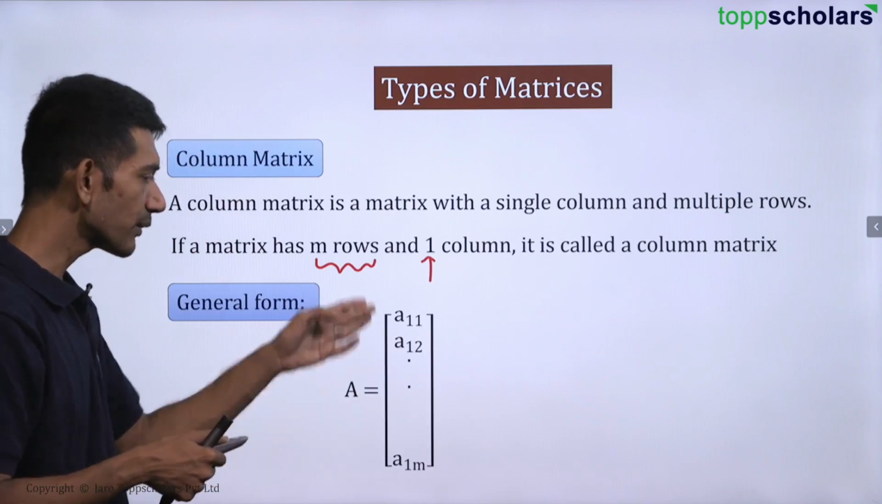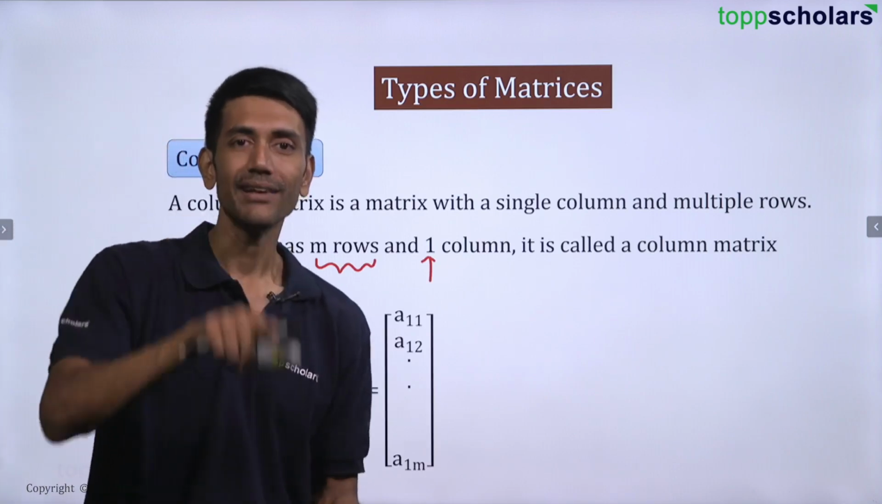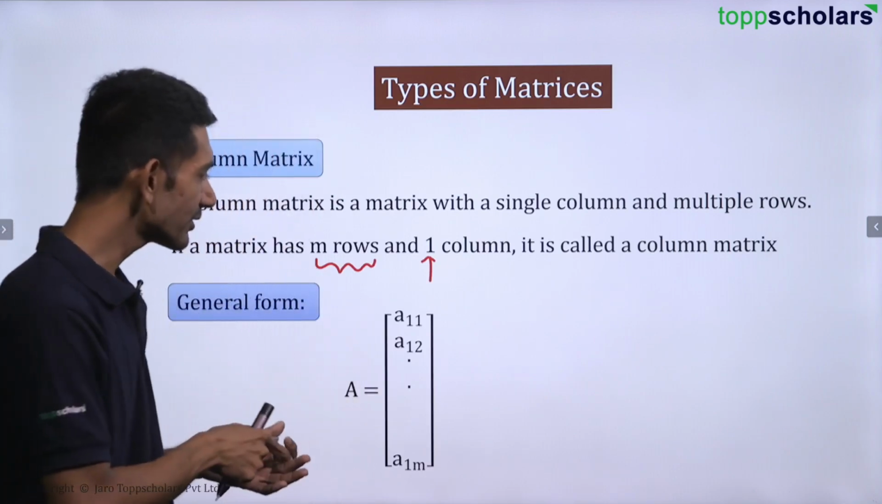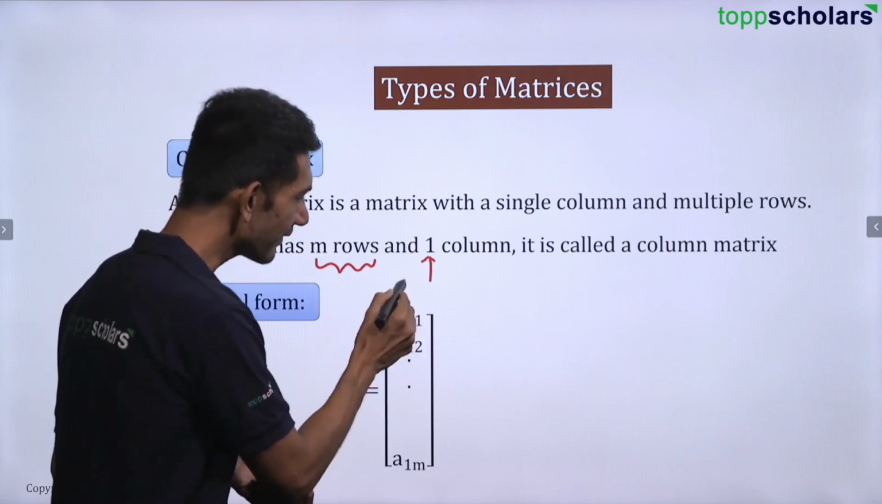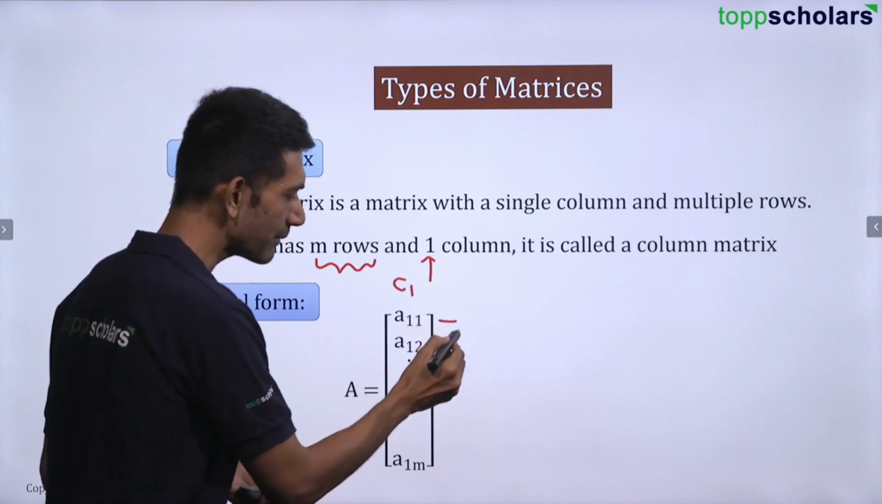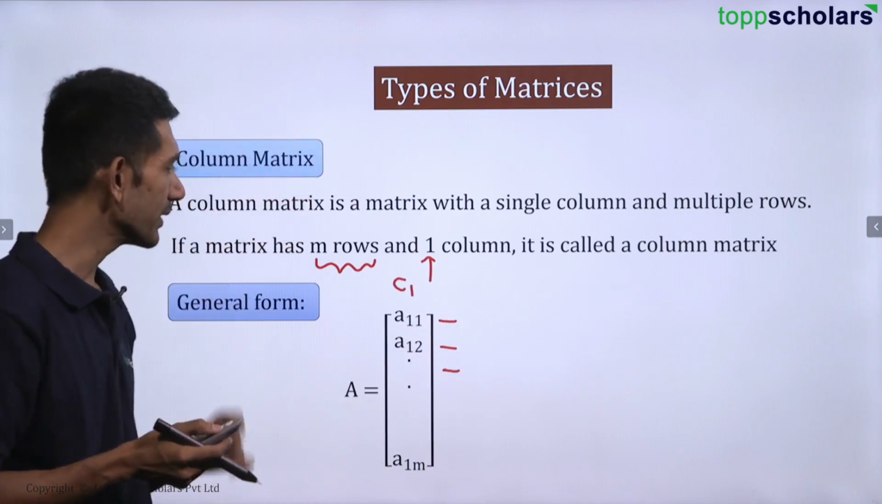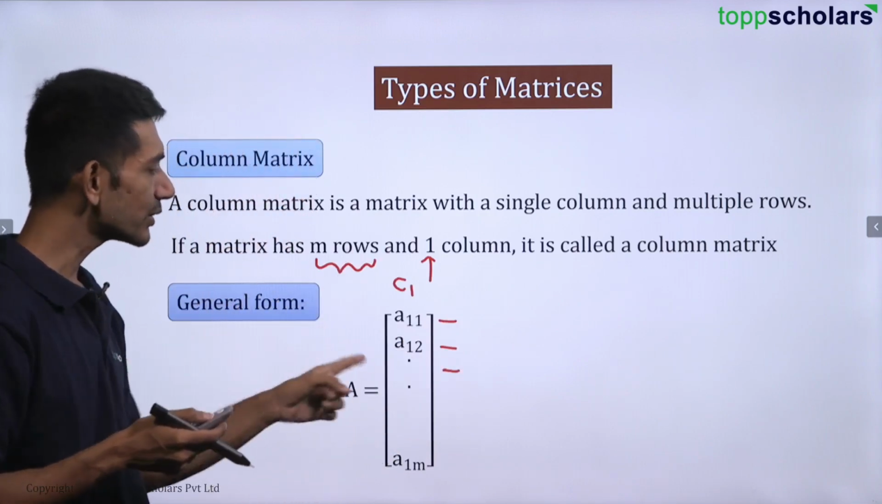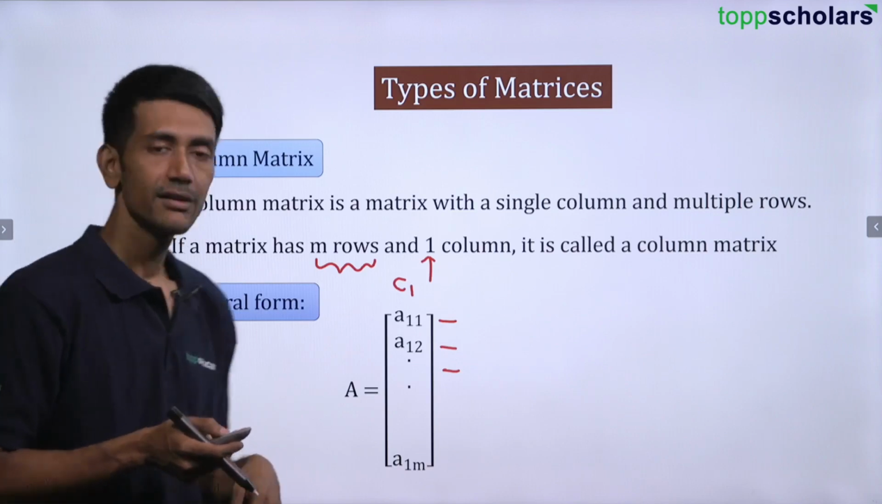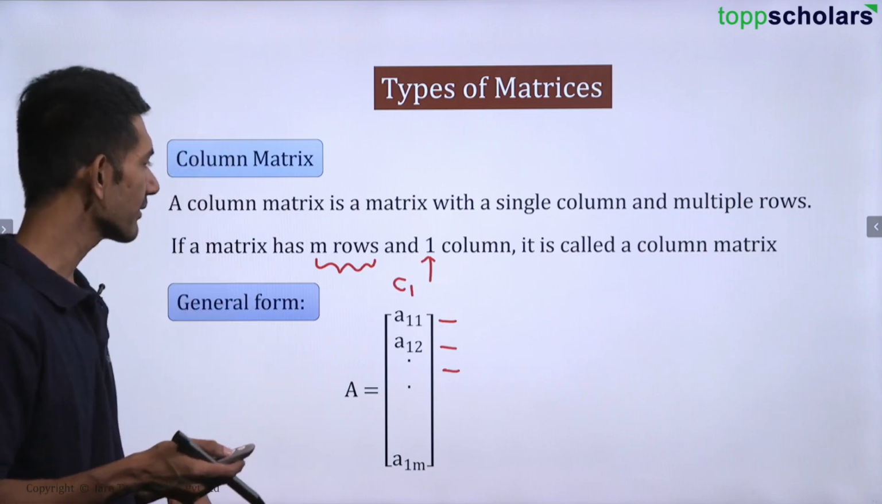So this is how it will look: a vertical set of numbers, because there is only one column, that is C1. Rows can be multiple, R1, R2, R3 and so on, right? But the column is one. Now tell me, have you understood the definition of a column matrix? Let us see an example of a column matrix now.